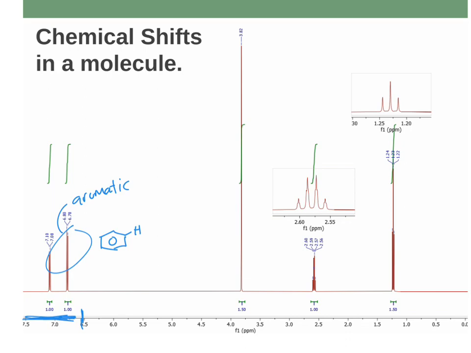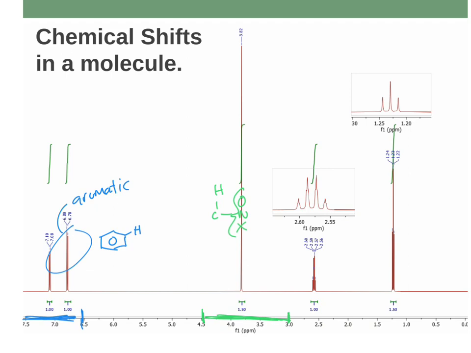When I look at this next one at about 3.6 or so, I notice that that's in the 3 to 4.5 region, which means that this is a hydrogen on a carbon that's attached to something electronegative. Again, whether it's an O or an N or some sort of halogen or something like that, I'm not sure. I don't know what the formula is. I don't have a mass spec. I can't really predict that. But I know that it's attached to something electronegative. That's why it shows up in that region.